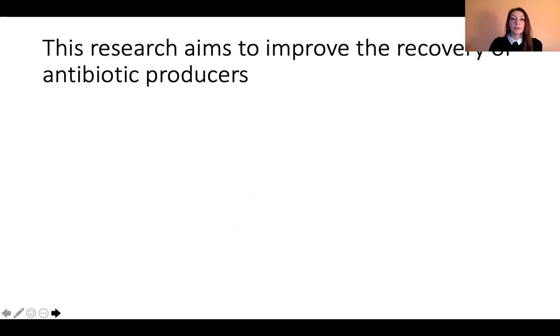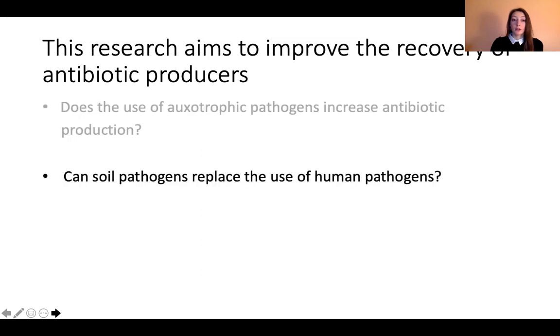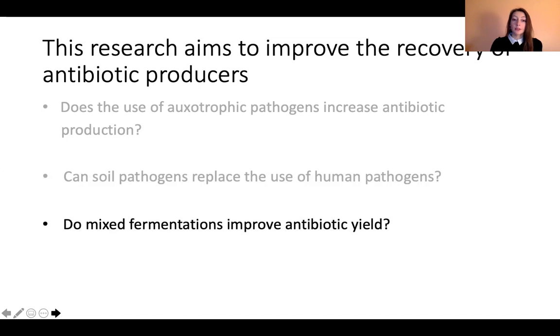So what we want to do here is improve the recovery of antibiotic producers. And we have 3 means of doing this. We want to see if the use of auxotrophic pathogens increases antibiotic production. We want to see if soil pathogens can be used in lieu of a human pathogen. And we also want to see if mixed fermentations improve antibiotic yield.